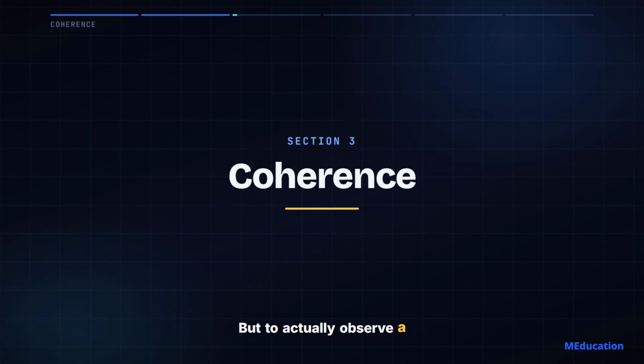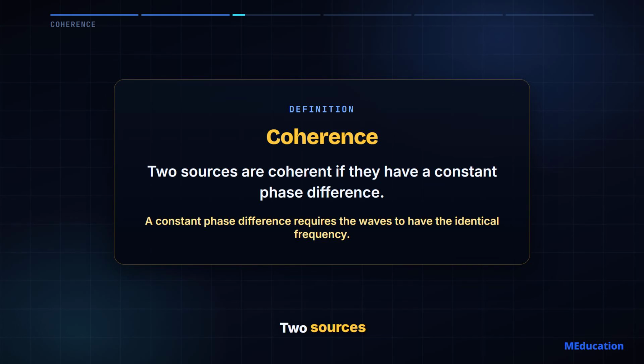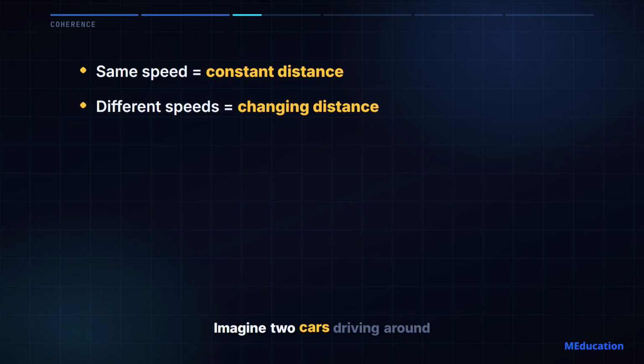But to actually observe a steady, clear interference pattern, the waves must meet a strict requirement. That requirement is coherence. Two sources, or waves, are coherent if they have a constant phase difference. This means that if wave A is pi radians ahead of wave B right now, it will still be exactly pi radians ahead tomorrow. Why does coherence require the exact same frequency?